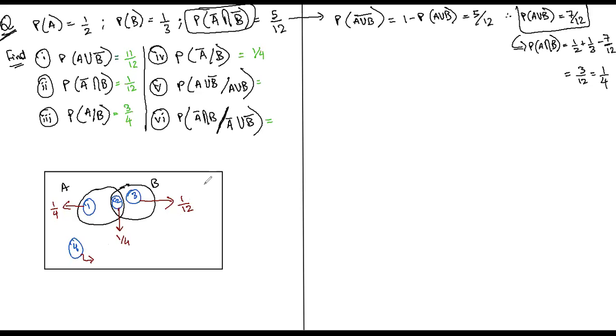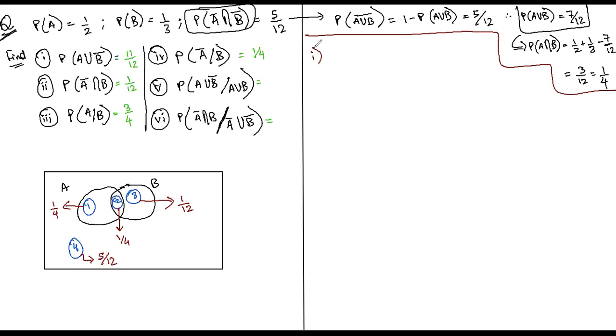Region 4 is 5 by 12, sir. This is the region which is not A and not B. Actually, this is given in the question as 5. Good. Okay, so this is one approach, the Venn diagram approach. I felt it was easier to do with a Venn diagram. That's why I'm teaching you this.